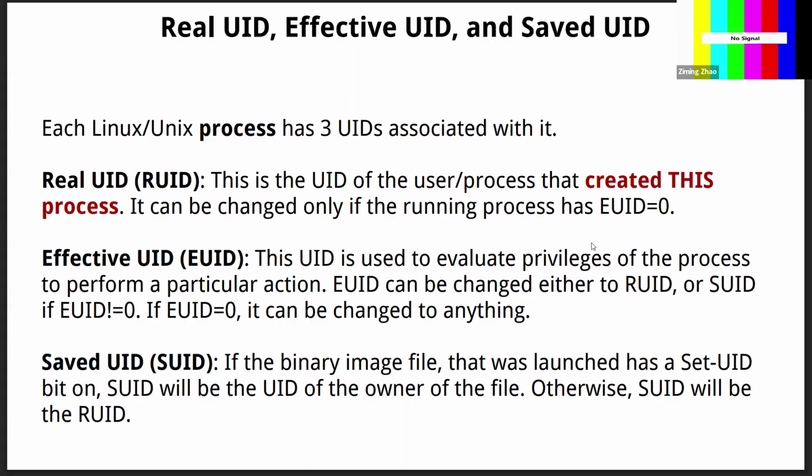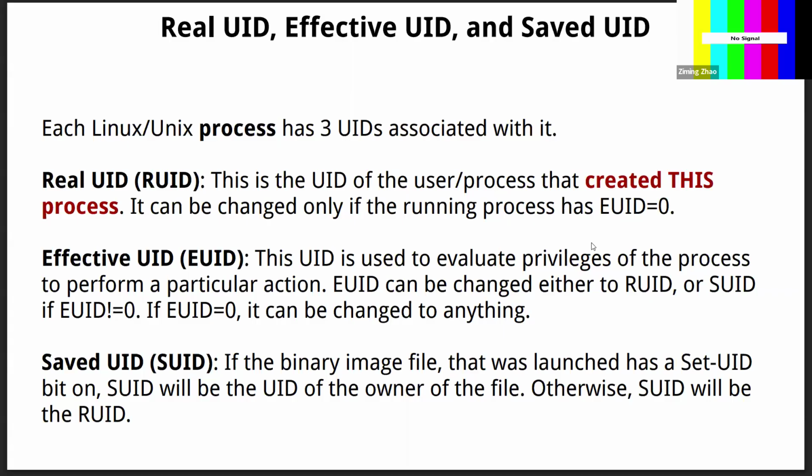The next one is called effective UID, EUID. This is the UID the kernel uses to evaluate the privileges of the running process. What the process can do, what permissions this process has, is determined by the EUID. If it's a regular program, the EUID will be the same as the RUID. The effective UID is the same as the real UID, which means it's a regular program. When you run this program, the effective ID is also whoever started this program. Then the OS will evaluate whether whoever started the program has permission to do something.